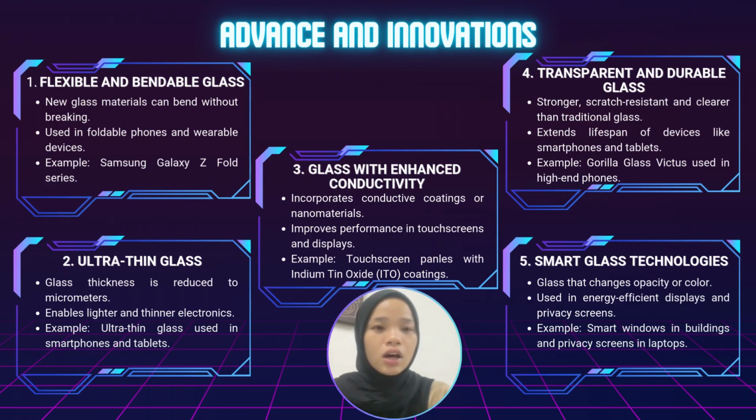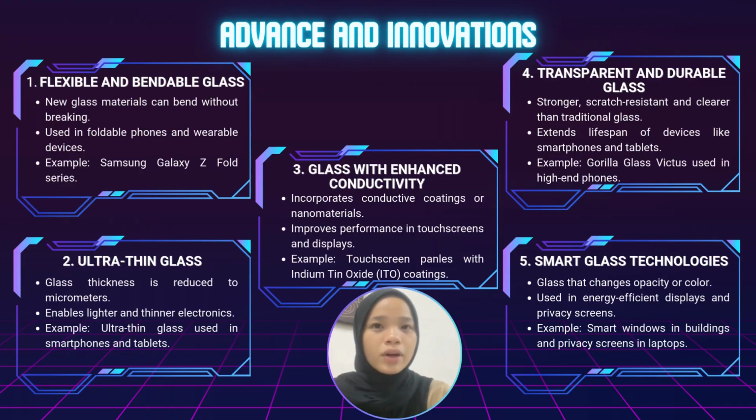In addition, ultra-thin glass. This glass can now be made extremely thin, at the micrometer level. This means devices can be lighter, thinner, and easier to carry, like modern smartphones and tablets. Moreover, glass with enhanced conductivity. Some glasses include conductive coatings or nanomaterials such as indium tin oxide, which helps improve touchscreens and display performance.